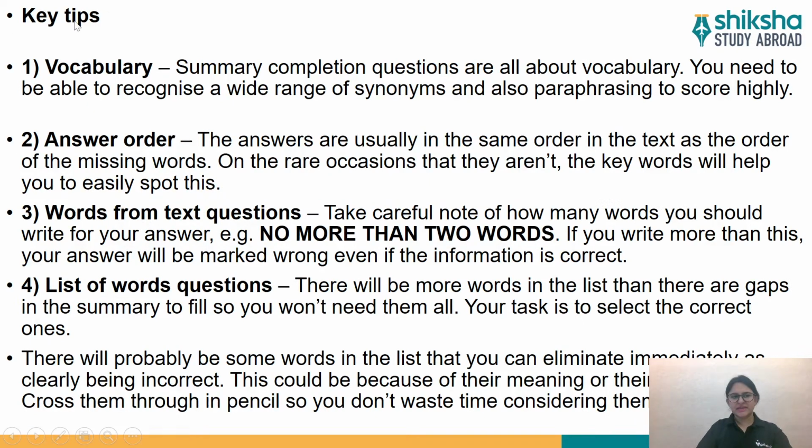Let's see some key tips. Tips are very important. Vocabulary is the first tip. Summary completion questions are all about vocabulary. You need to be able to recognize a wide range of synonyms and also paraphrasing to score highly. Then second is answer order, very, very crucial. The answers are usually in the same order in the text as the order of the missing words. On the rare occasions that they aren't, the keywords will help you to easily spot this.